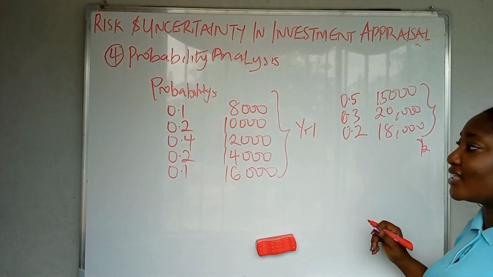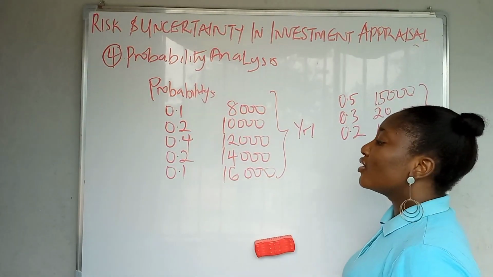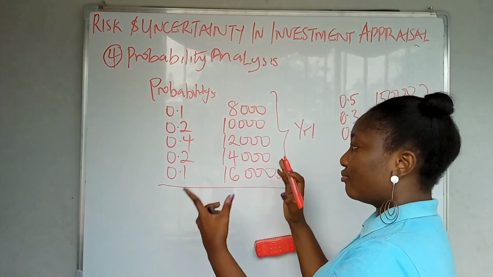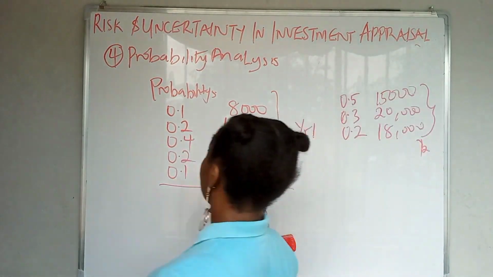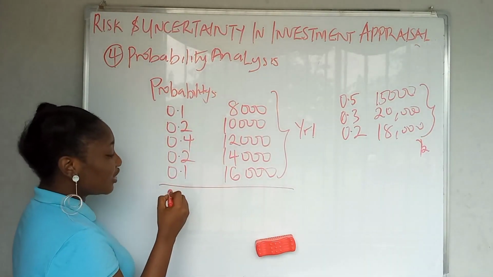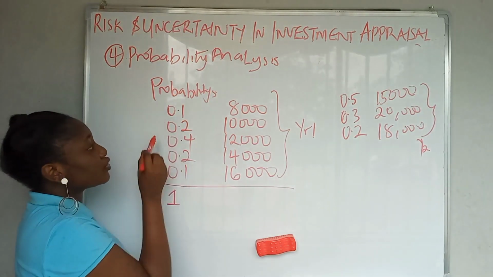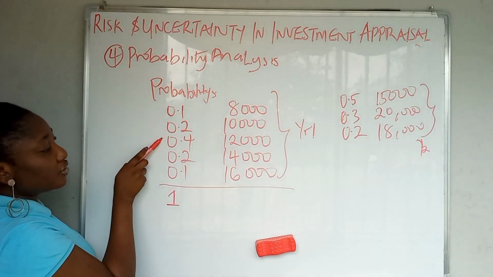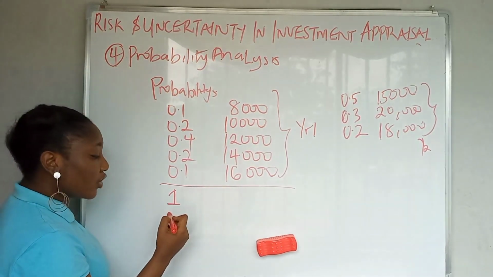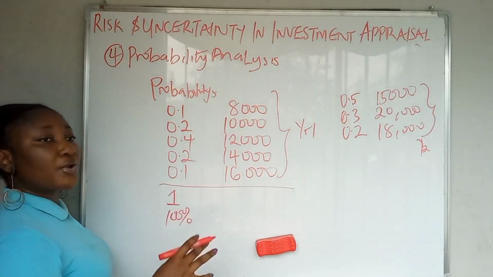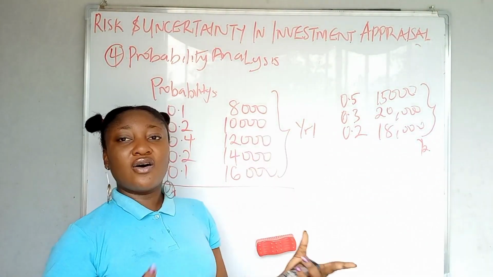So that's what probability analysis is saying. It is the average possible cash flow from these probabilities. Does it make sense? And the probabilities they give you in a particular year, can you see it? They must add up to what? 1. All these digits add up to 1. 0.1 plus 0.2 is 0.3, 0.7, 0.9, 1. Does it make sense? And that 1 means what? 100%. Because all these probabilities are portions of the total outcome.